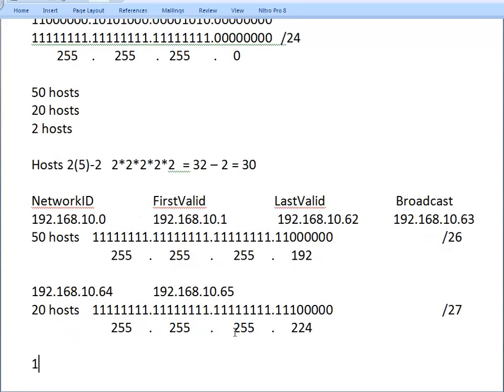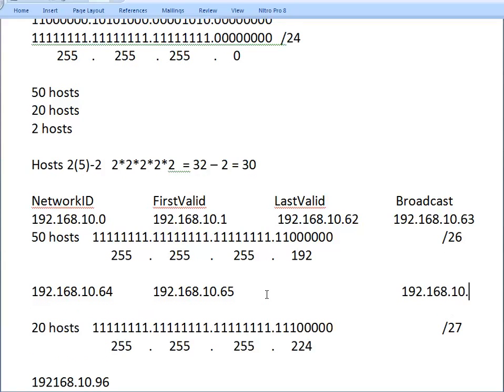To find the last valid and the broadcast, it's better if you find the next network ID. Next network ID is 192.168.10. Whatever that bit is representing, we have to increment that octet. So that bit represents 32. So we have to increment 32. So 32 plus 64 is 96. Now the broadcast is the next network ID minus 1, so 192.168.10.95. Last valid is the broadcast minus 1, so 192.168.10.94.